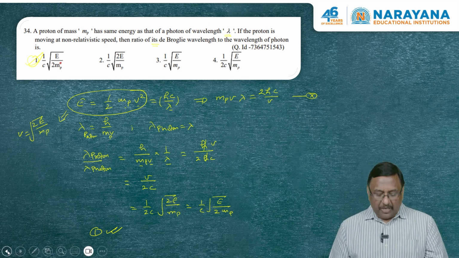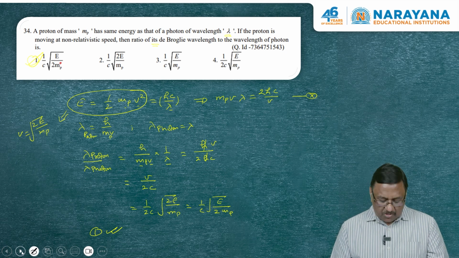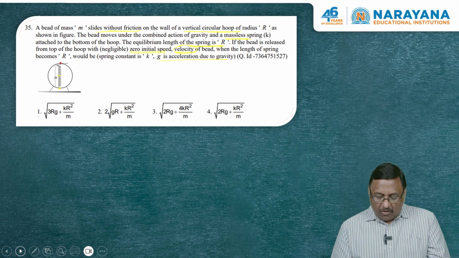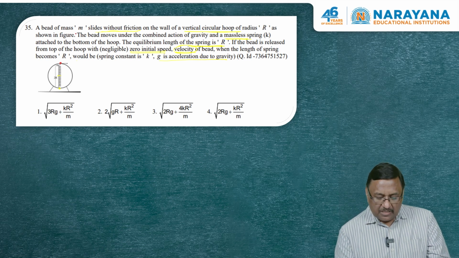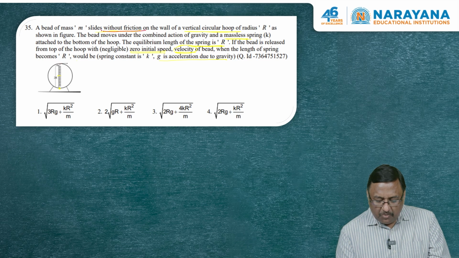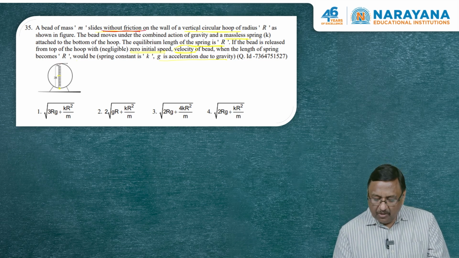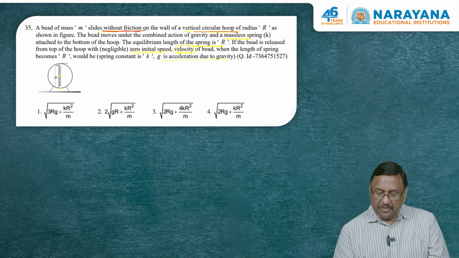Okay, now I am heading for the next question, question number 35. This question is on work and energy. As you can see in the first line, if you read it carefully, it is given to be without friction. Without friction means conservation of energy is applicable. A vertical circular hoop means gravity is also considered.